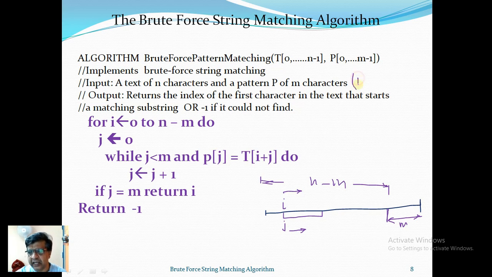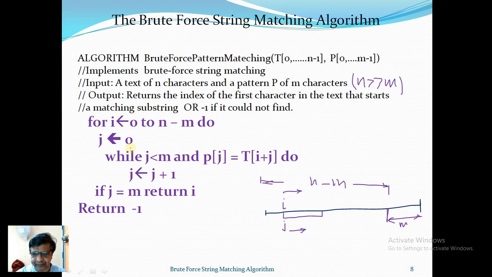Since we want to make our algorithm non-ambiguous, we hasten to add that n is very much greater than m. Output: returns the index of the first character in the text that starts a matching substring, if such a substring exists, or minus 1 if it could not find one. For i equal to 0 to n minus m, this is the boundary for the movement of i that has been explained.